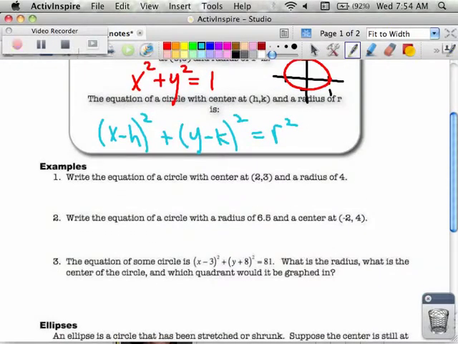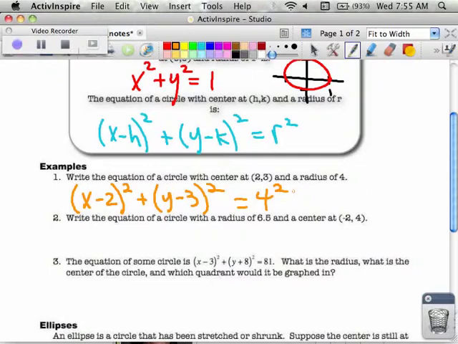So example number 1. Let's look at an equation of a circle with a center of 2, 3, and a radius of 4. If I look at the light blue equation and I want to write down what that would look like in the standard format, I would write it like this. (x minus 2) squared plus (y minus 3) squared equals 4 squared. If on the right-hand side you wanted to write down 16, you could.